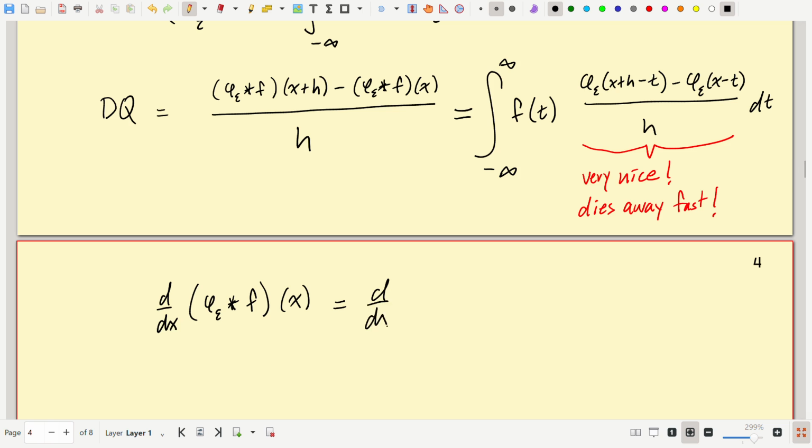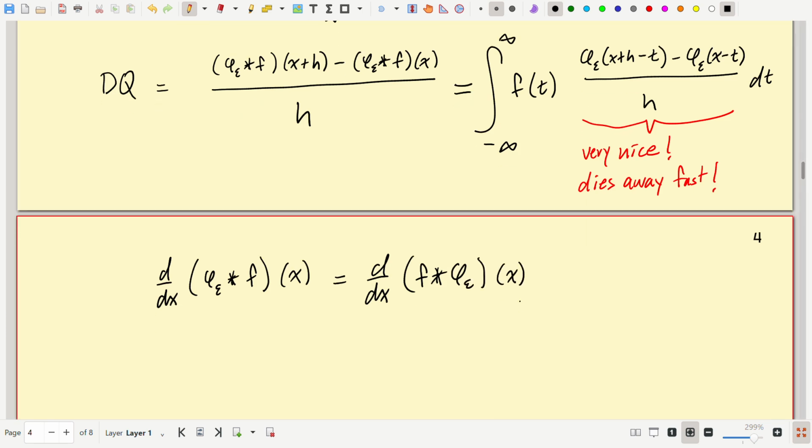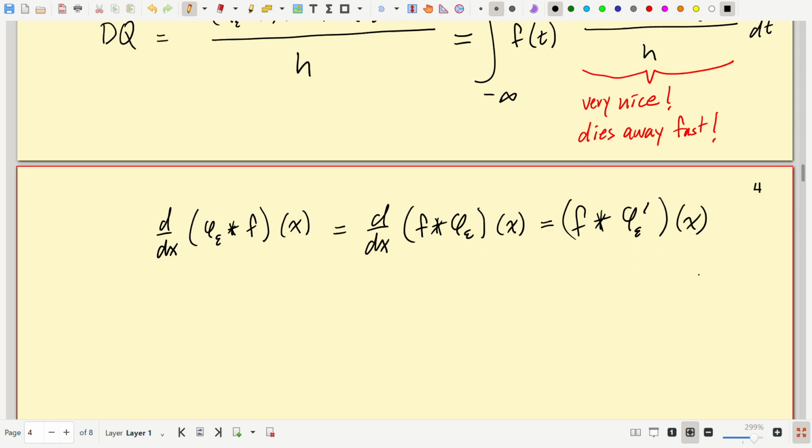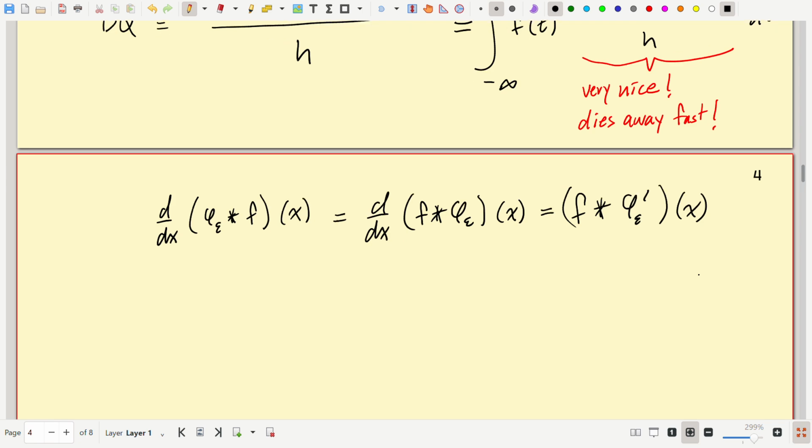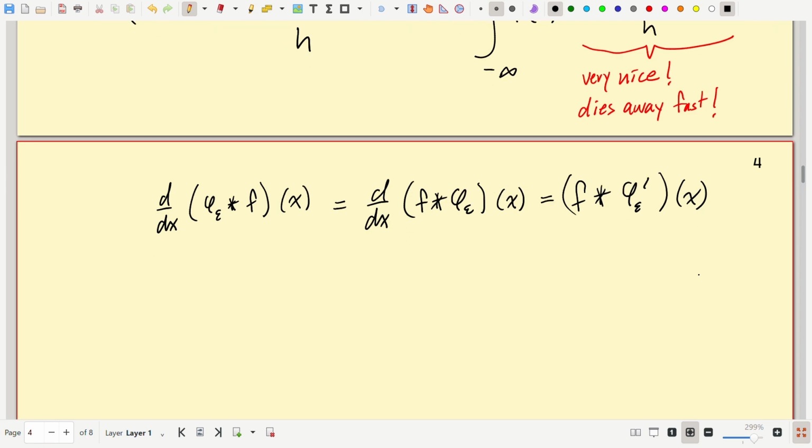I already did this once. It's the same thing. It doesn't matter what order you do it in. And when I did it in this order, I realized I could differentiate under the integral sign and see that this is the same as f convolved with d by dx of phi epsilon. So I can differentiate through that integral. And so even if f is not differentiable, this thing is differentiable because phi sub epsilon smooths it out. Okay, it doesn't matter what order you do it in.